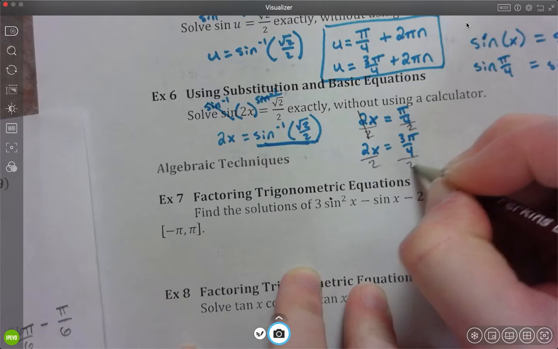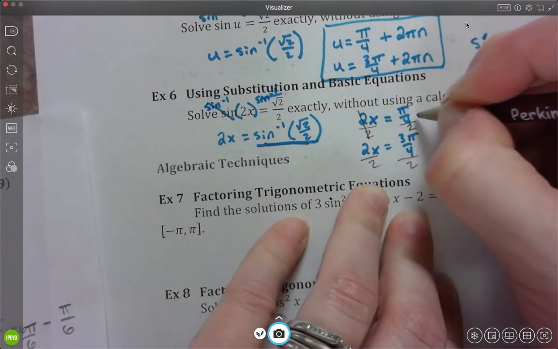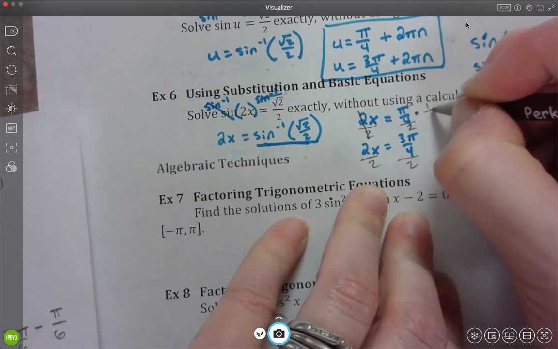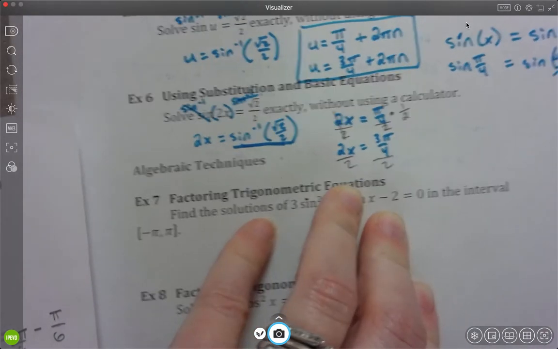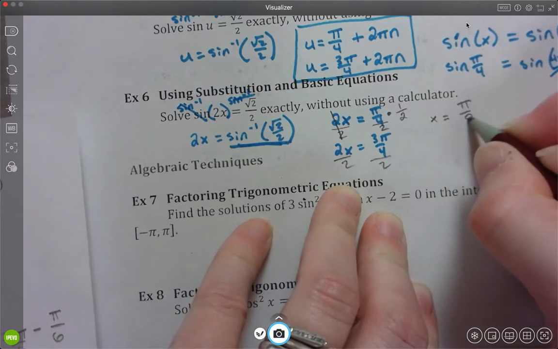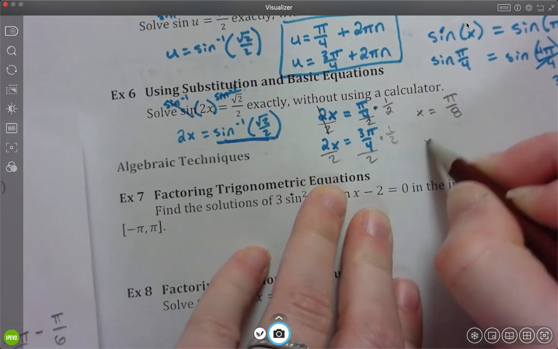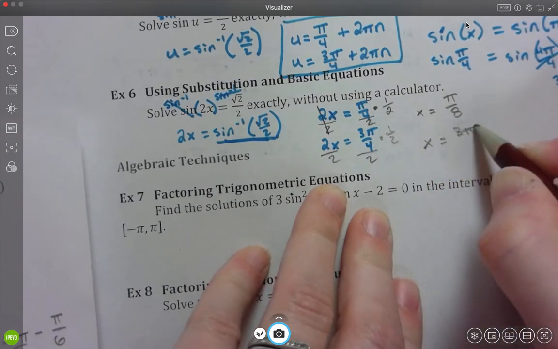Divide by 2, okay? Pi over 4 divided by 2. If it helps you to think of it this way, you can do keep flip flip, and it would be pi over 4 times 1/2. So x is going to be pi over 8. Okay, and here I could do times 1/2 again. So x will be equal to 3 pi over 8.